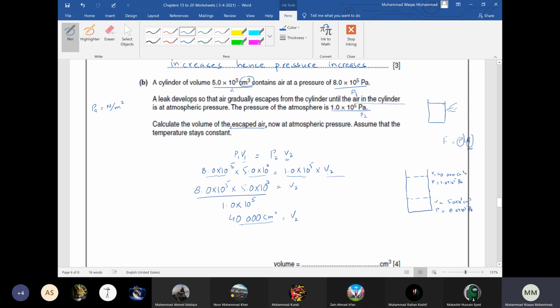Yes, sir. But beta, when a leak develops, air leaks, so some mass of the air is leaving the cylinder. Getting my point or not? Okay. Now beta, like I told you, for air or gases, the volume of the container they are in is their volume, right? So the volume of the air inside the cylinder will be what? It will be the volume of the cylinder. Right or wrong?